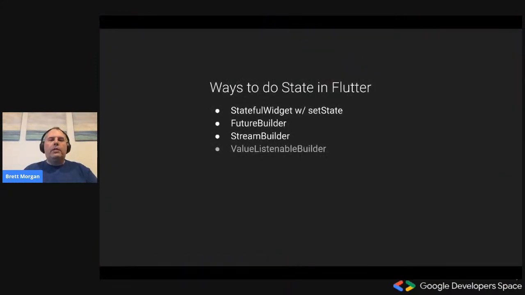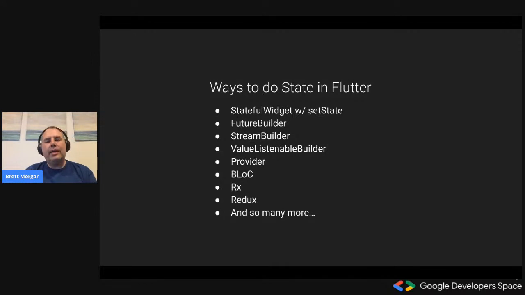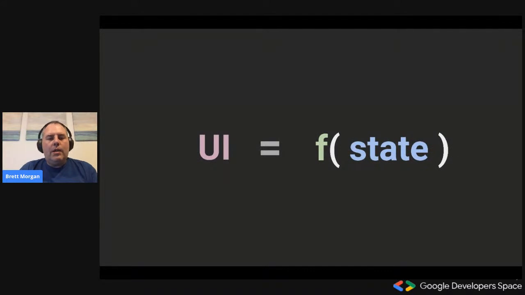So I showed you there's a bunch of different ways to do state in Flutter. I had a stateful widget. I think I snuck in a stream builder, a value listenable builder, provider. I didn't sneak in BLoC, Rx, Redux. What am I trying to say here? Well, going back to this diagram I showed at the start, where in Flutter the UI is a function of state, what I'm really getting at is Flutter itself knows how to handle showing state as long as you tell us that the state has changed.